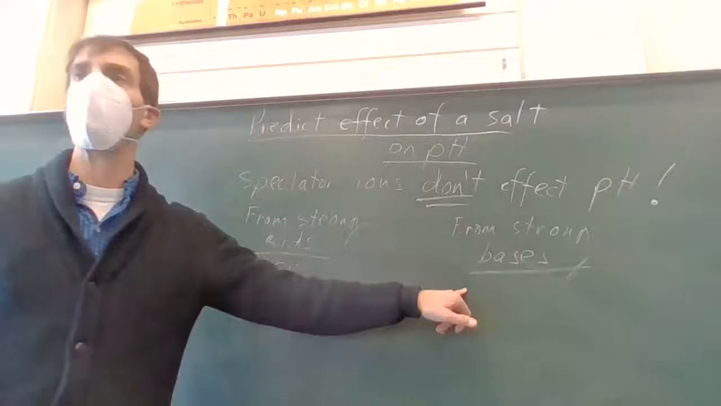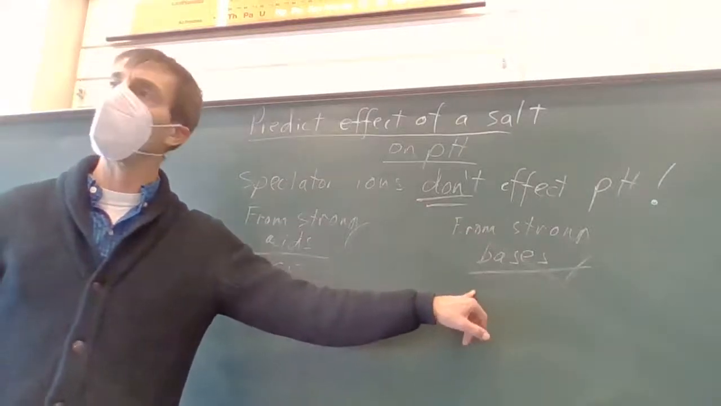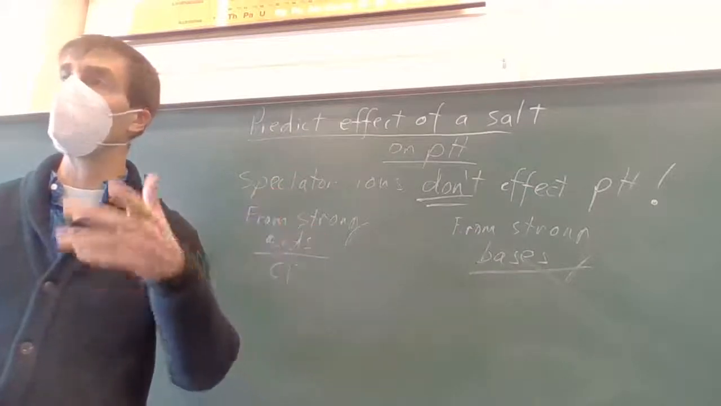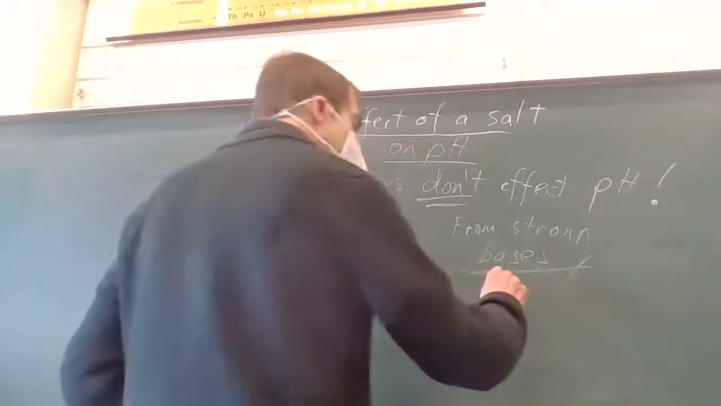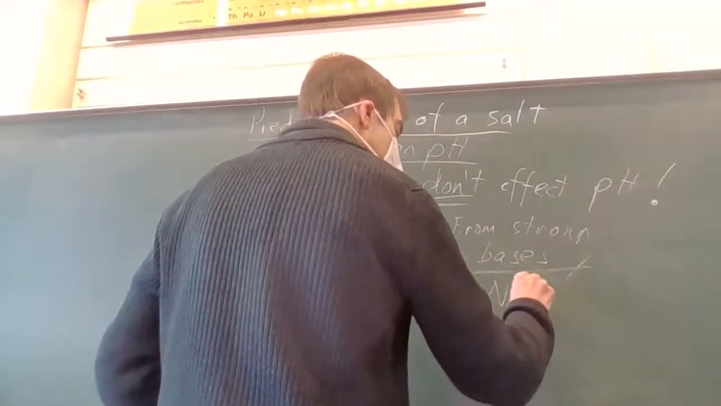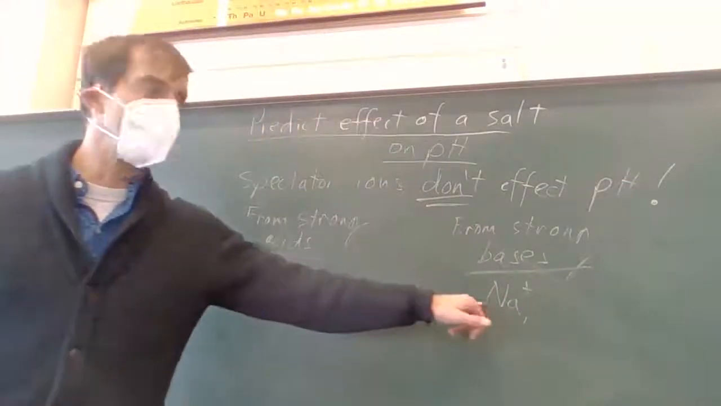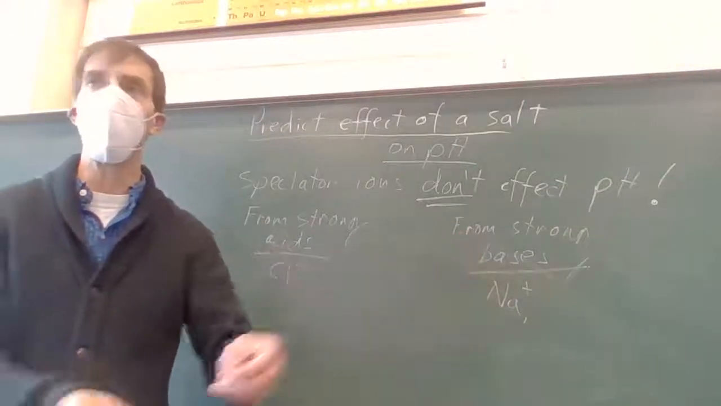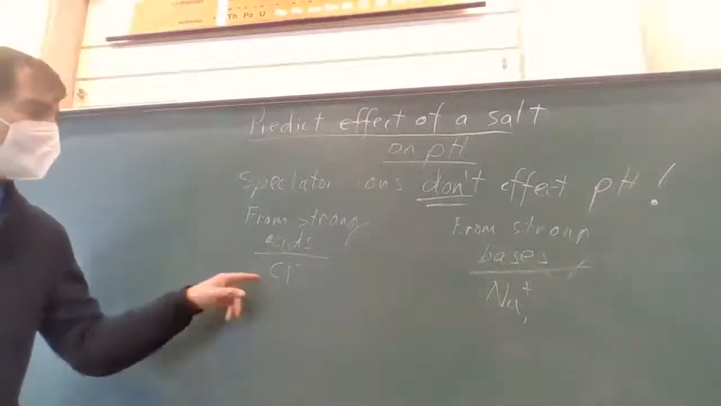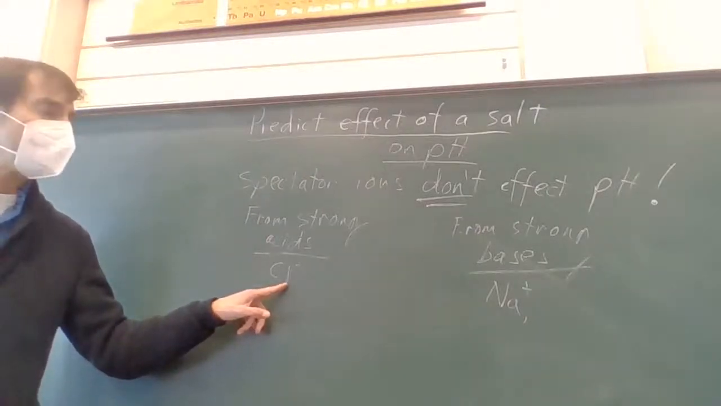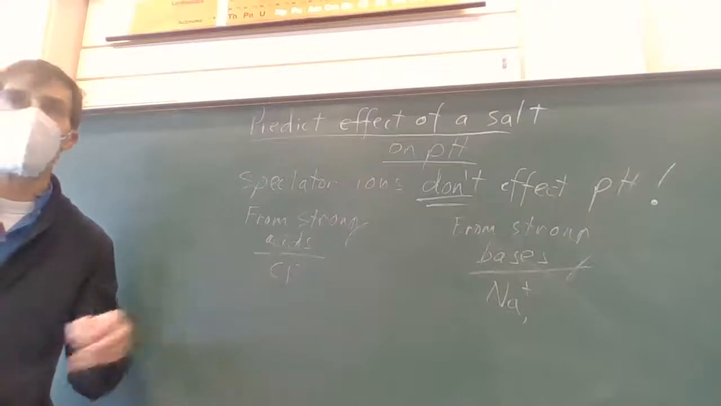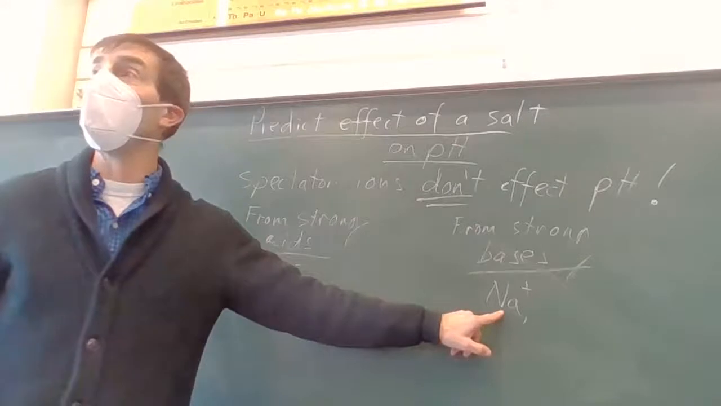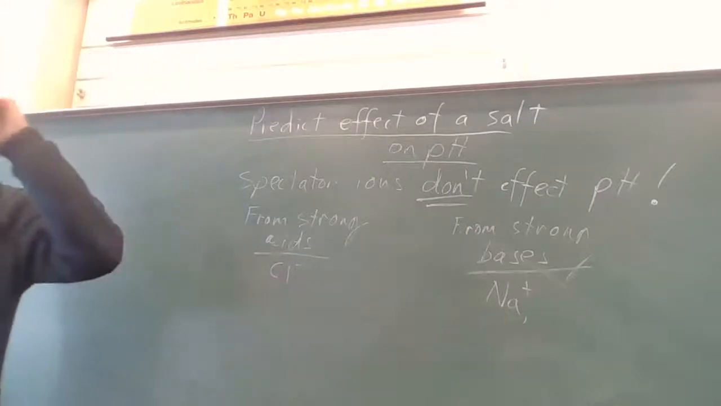Okay, give me somebody else a base, a strong base you know. Penelope, go ahead. Good. So then the spectator out of that will be which thing, Penelope? Sodium. So Na plus. You see how that works? So Na plus doesn't affect the pH because it's from a base that totally dissociates. Cl minus doesn't affect the pH because it's from an acid that totally dissociates. Only the H plus matters. Over here, only the OH minus matters. So if you think about it, it does make sense.